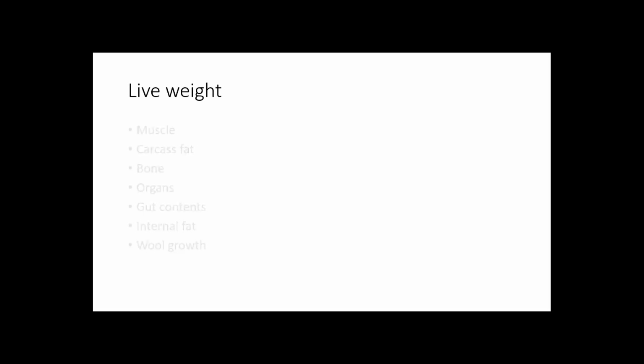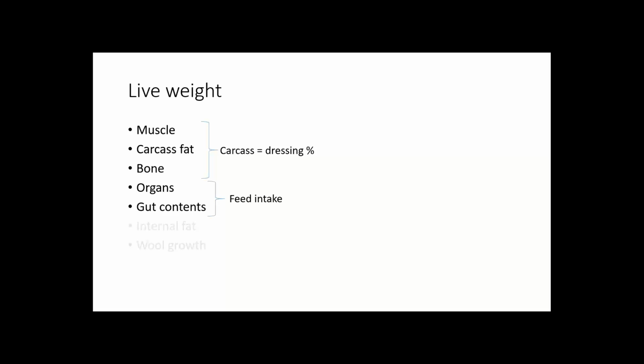So a change in live weight is a result of a number of things. Preferably, it's that the animal has deposited more muscle, carcass fat, or even increased its bone weight, because this is what we get paid for. This is our carcass percentage and our dressing percentage and our carcass. But other things that can change are the size of their organs and their gut contents, and these are influenced by feed intake. Furthermore, the lamb could deposit more internal fat or grow more wool.